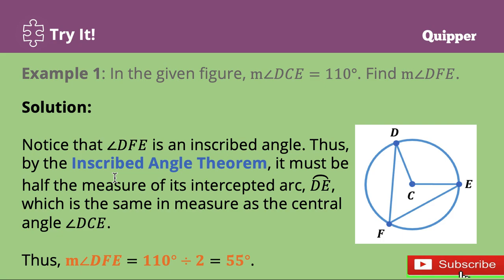So to solve this, we are just going to take the half of the central angle, which is equal to 110. So therefore, we have the measurement of the angle DFE or the inscribed angle. Just divide the central angle by 2. You have 110 degrees divided by 2. Then we have 55. Therefore, the measurement of DFE or the inscribed angle is 55 degrees.